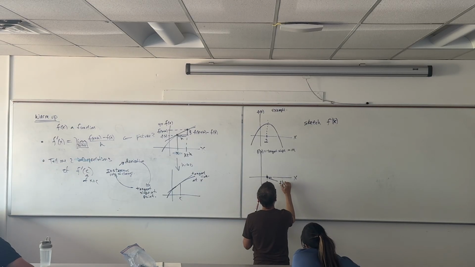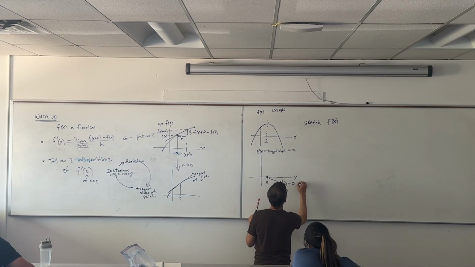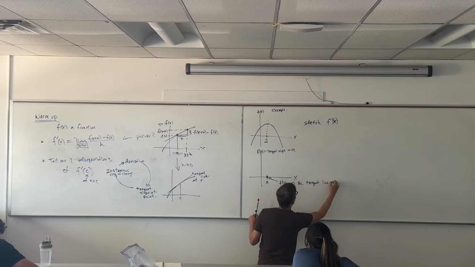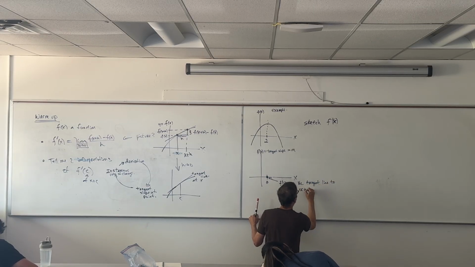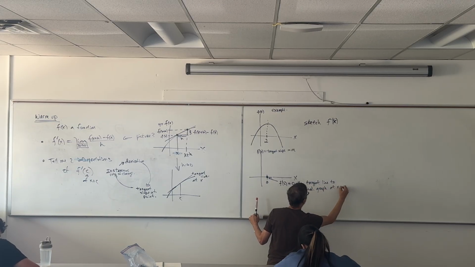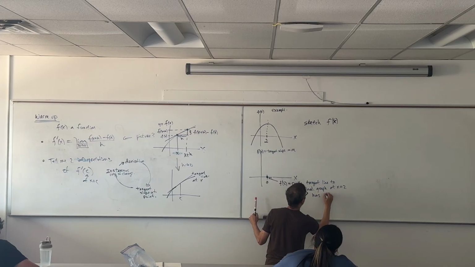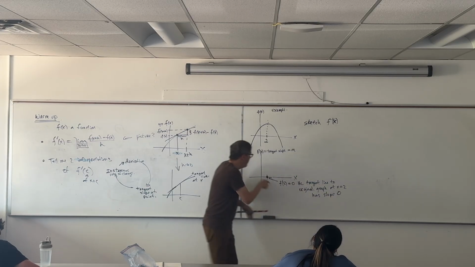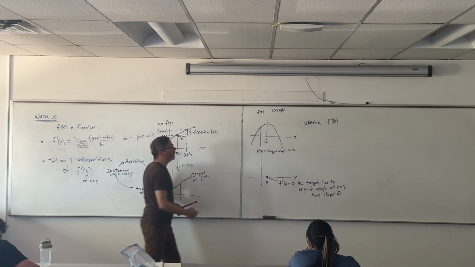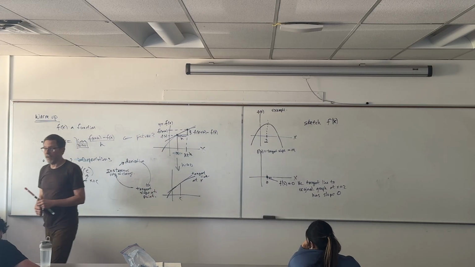So f prime of 2 equals 0 because the tangent line to the original graph at x equals 2 has slope 0. That's a lot. We're not going to write that every time. But this is a graph of that slope as we move from left to right. Let me stop right there.